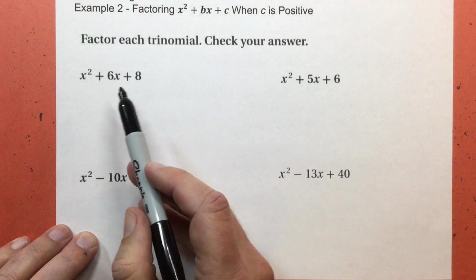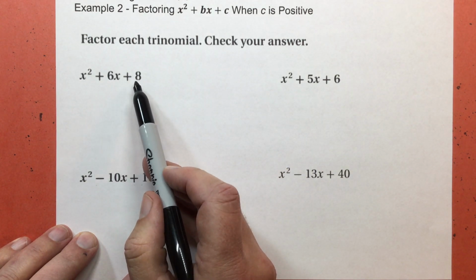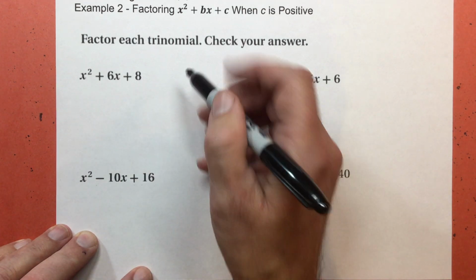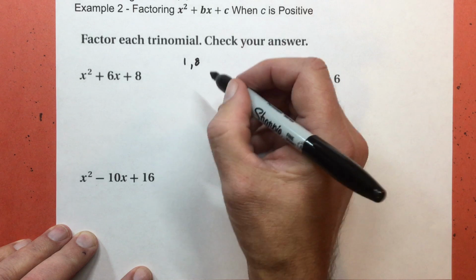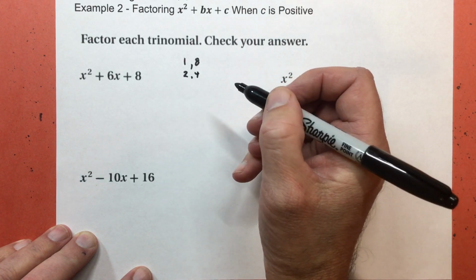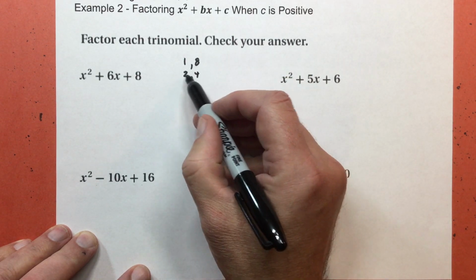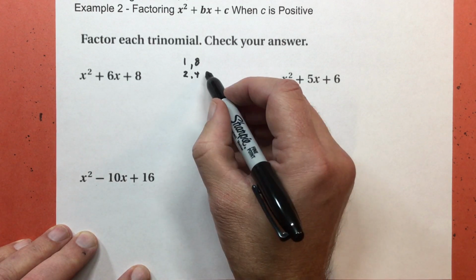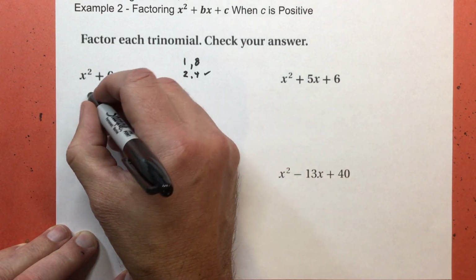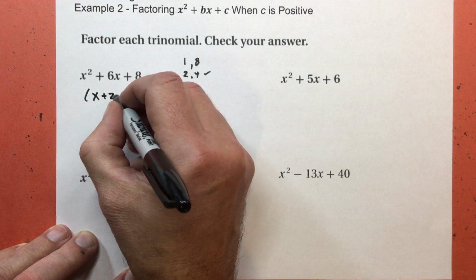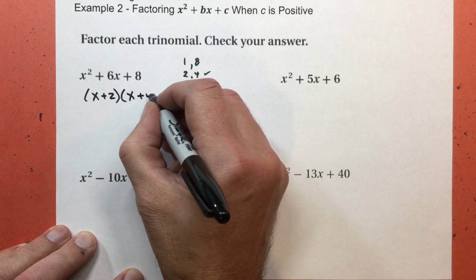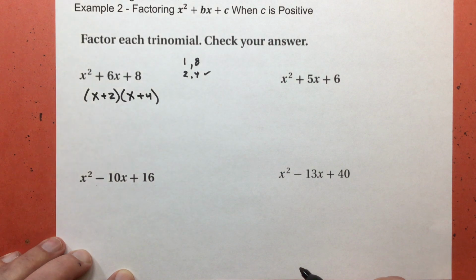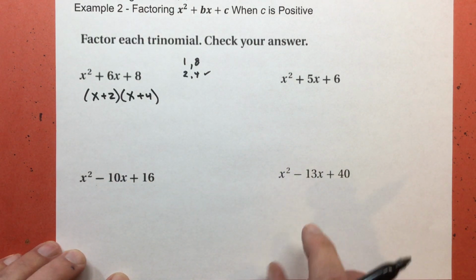What I want is what two numbers multiply to give 8, but when I add them, I get 6. Well, what multiplies to give 8? That's 1 times 8. That's 2 times 4. And that's it. The next one's 4 times 2, but that's just the same thing turned around. Which of these add up to 6? That's this right here, 2 and 4. So I get x plus 2 times x plus 4. And that is all there is to that. They'll get a little bit harder. We've got some negatives here, but that's all there is.